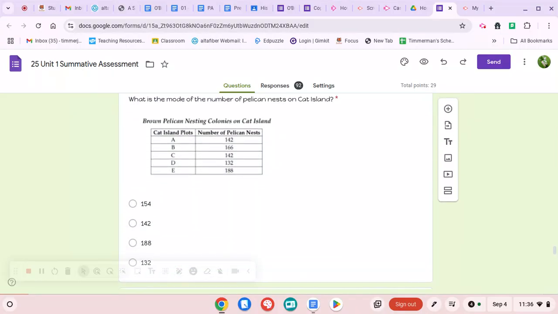What is the mode of the number of pelican nests on Cat Island? 154, 142, 188, or 132?